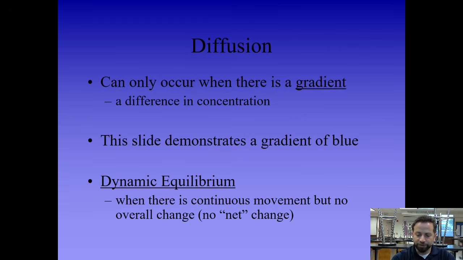More about diffusion. Diffusion can only happen when there is a gradient, which is a difference in concentration. If you look at this slide, it goes from darkish blue up here and gets lighter and lighter as we go down the slide. So this is a gradient of blue. That's what I'm talking about when I say gradient. Dynamic equilibrium is when there is continuous movement, but no net change. When you hear the word net, it really means overall. In dynamic equilibrium, it's still moving from one side to another, but there's no overall change.